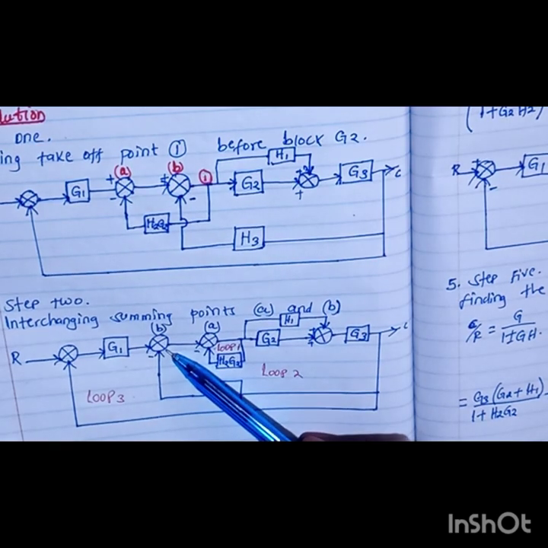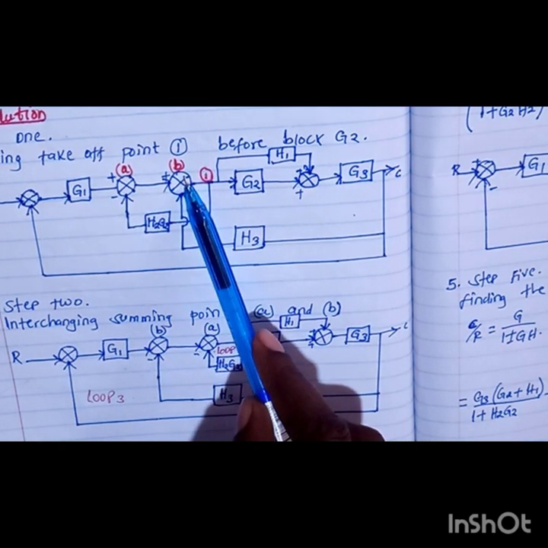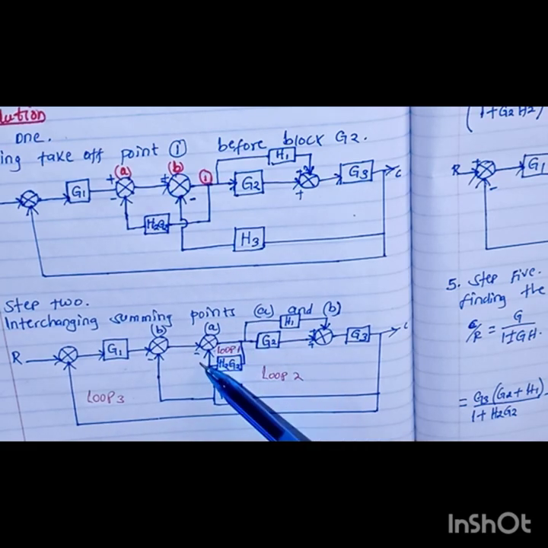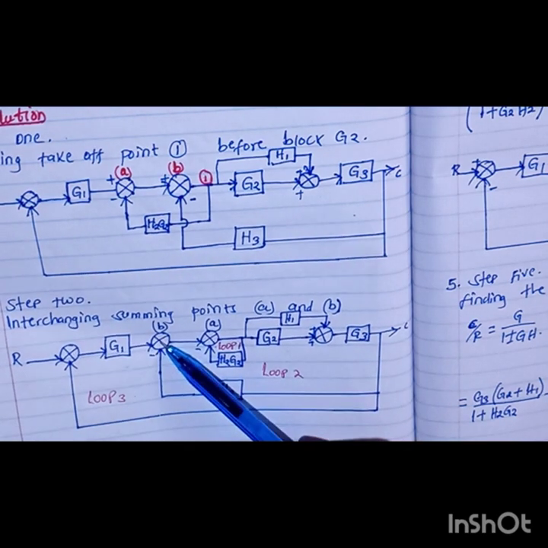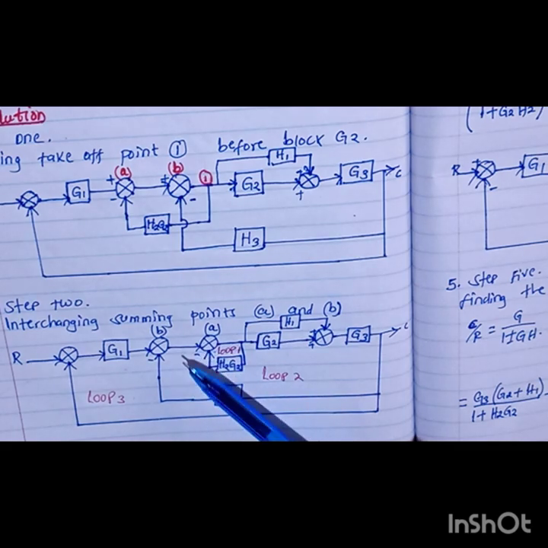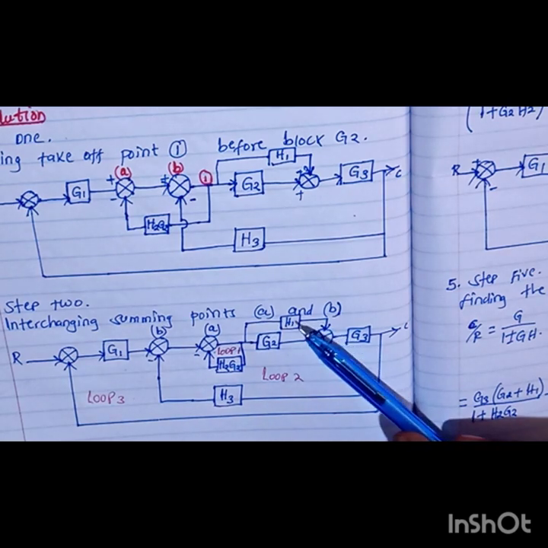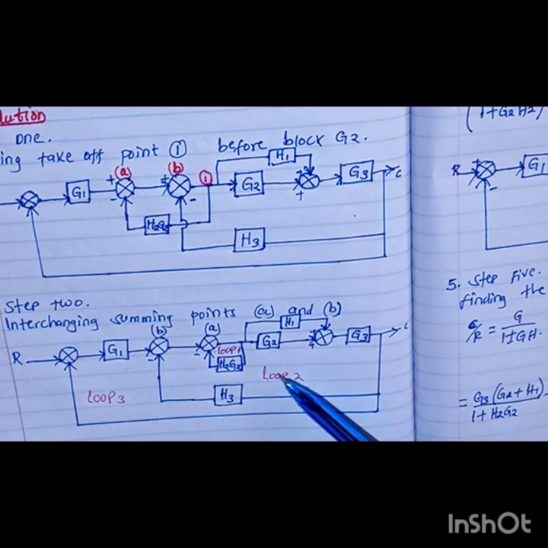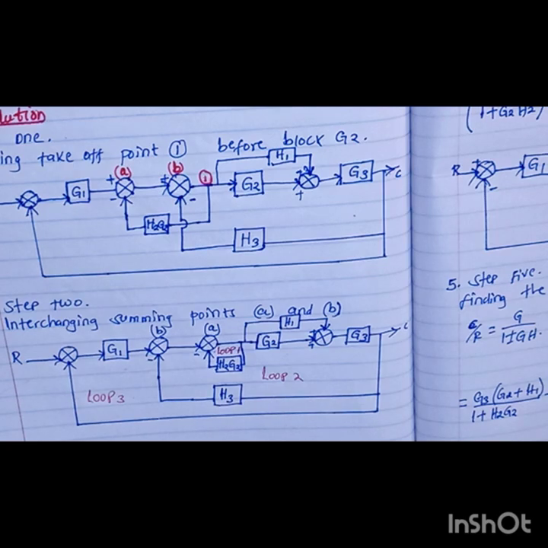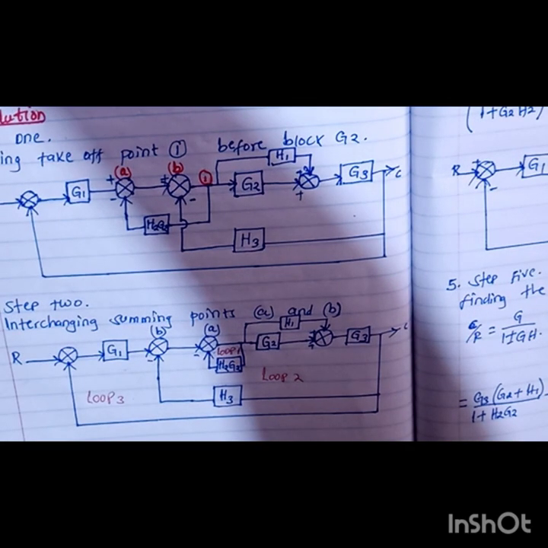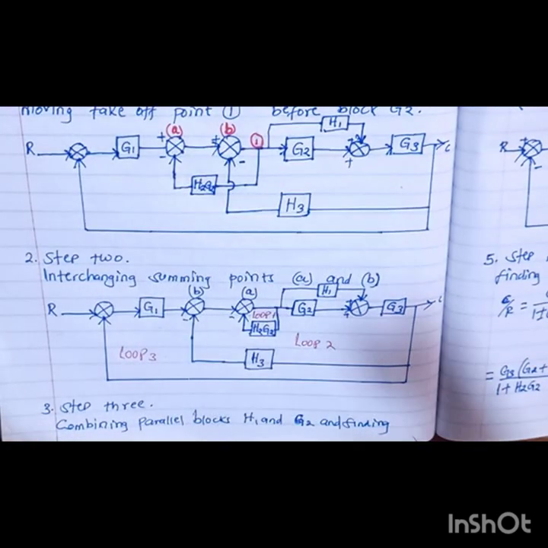And you can see that if I bring summing point A to this position, what I am having here is something like a closed loop. And then if I bring summing point B to this point, you can see I'm also having something that looks like a closed loop. That's why I'm labeling them as loop one for this one, then loop two for the whole of this loop, then I'm having loop three, like that. So we've just interchanged those summing points so that we ensure that the lines do not cross each other. Let us look at step number three.